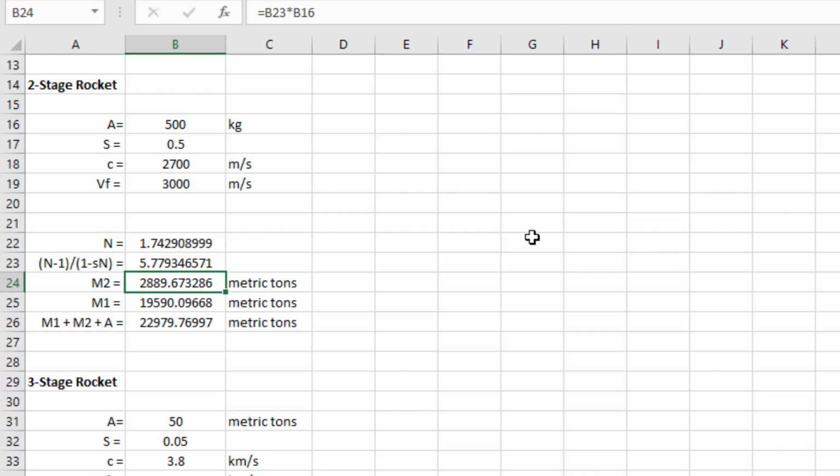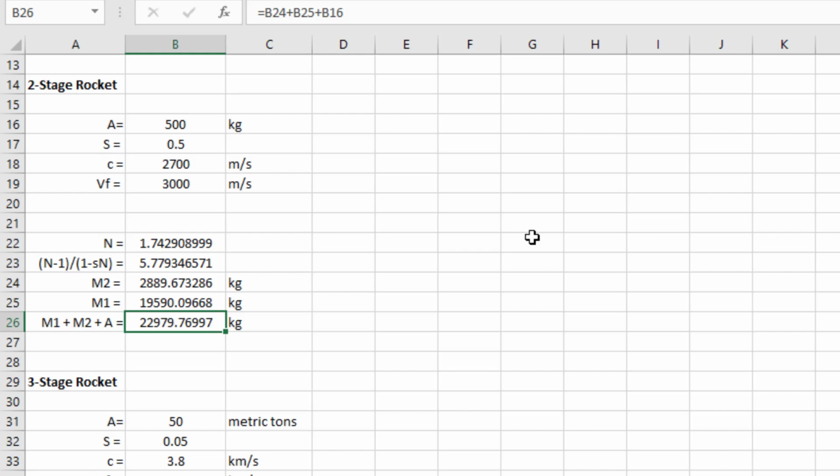Stage 2 should be around, well, this is actually kilograms now. Each of these is kilograms because I used kilograms. I'm measuring this value in kilograms. So that makes it about 2.9 tons, metric tons, or 2,889 kilograms for stage 2. Stage 1 should be about 19.6 tons, or 1,959 kilograms. Total mass for the rocket theoretically should be about 23 tons, 22,979 kilograms, according to this calculation here.